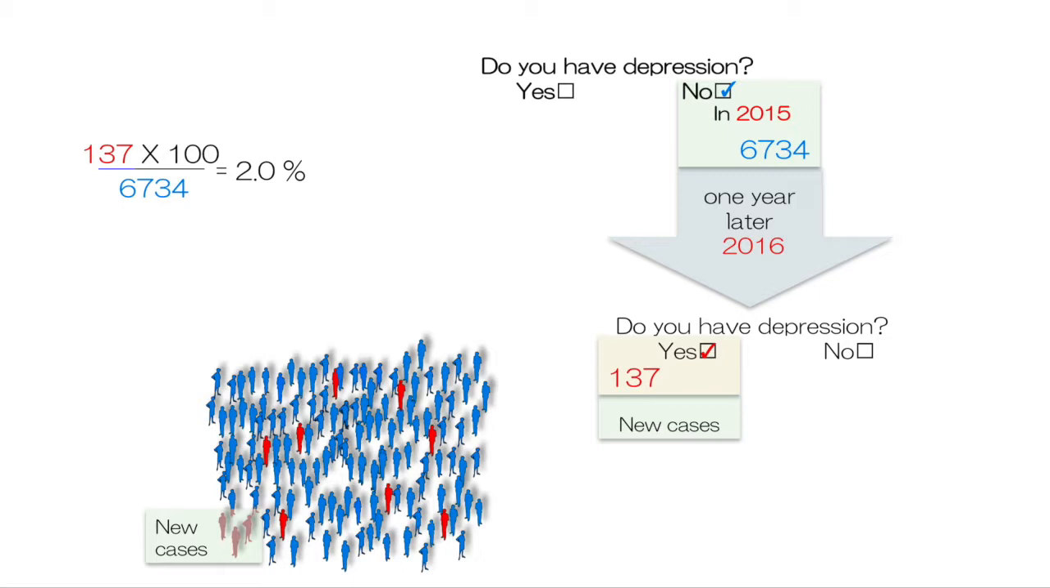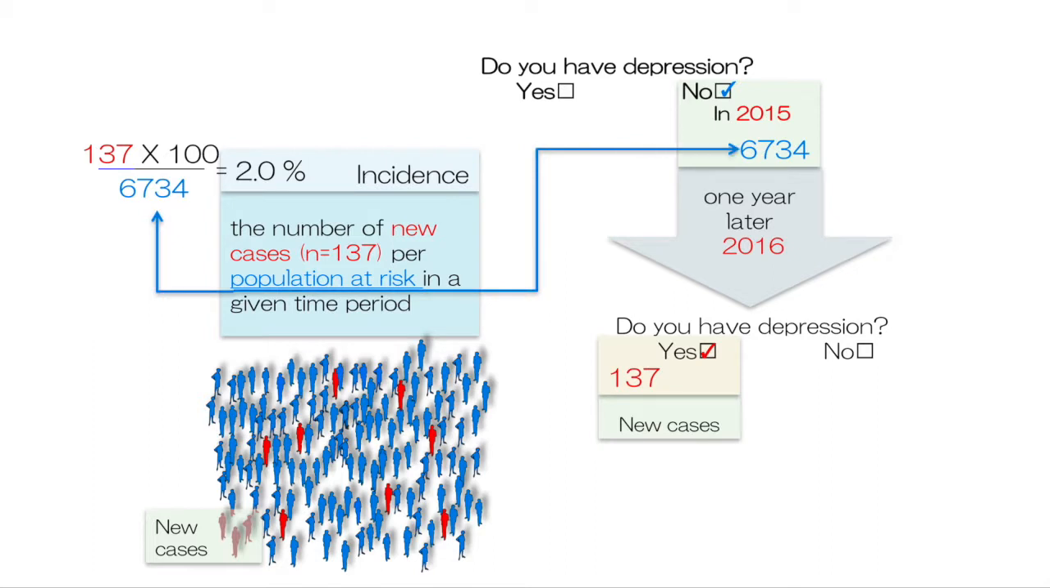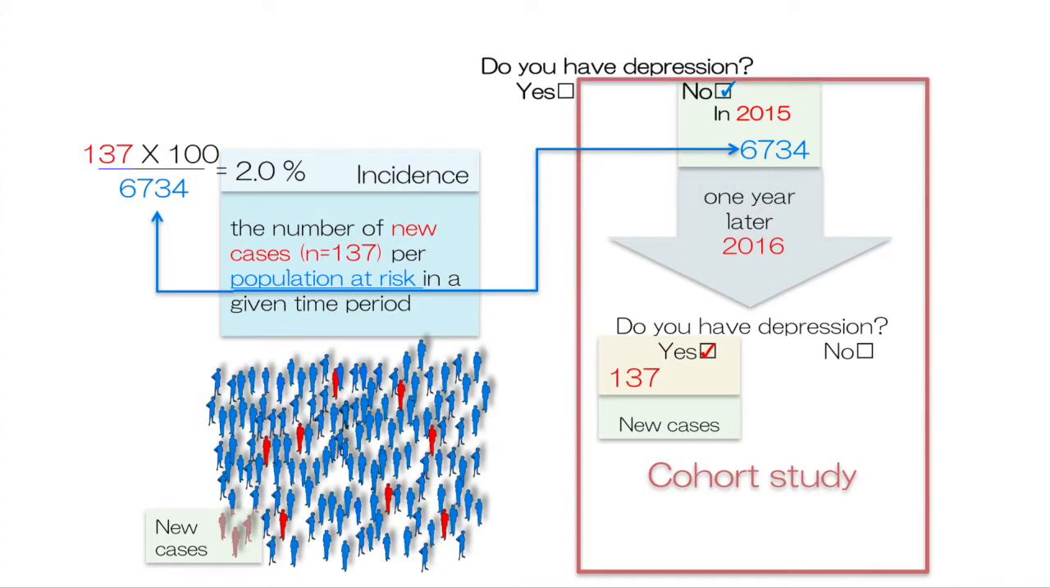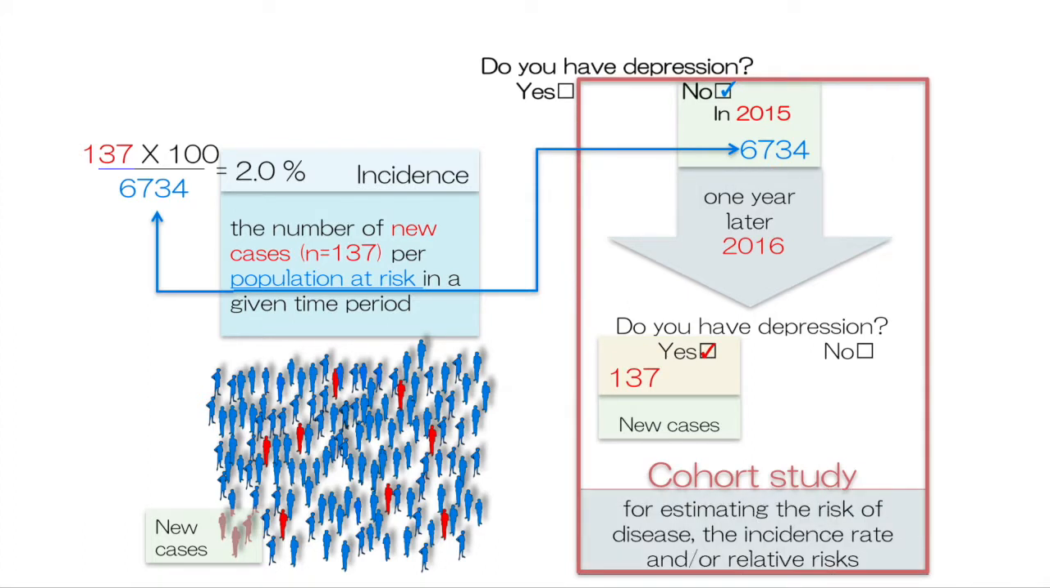In epidemiology, we call it the incidence rate: the number of new cases per population at risk in a given time period. Pay attention that we use rate because a time period is included here. This kind of study, in which a designated group of individuals is followed over a period of time, is called a cohort. Typically, a cohort is useful for estimating the risk of disease, calculating the incidence rate, and relative risk, which we are going to explain later.